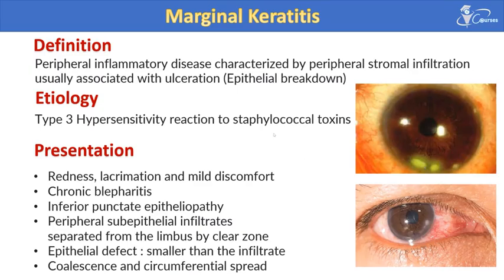So where do these staphylococcal toxins come from? They come from the lid. Those patients usually have chronic blepharitis and meibomitis, and this blepharitis is caused by staphylococcal toxin. When the toxin is exposed to the surface of the cornea, it develops a hypersensitivity reaction, which is a type 3 hypersensitivity reaction, an antigen-antibody reaction. This will result in this kind of infiltration.